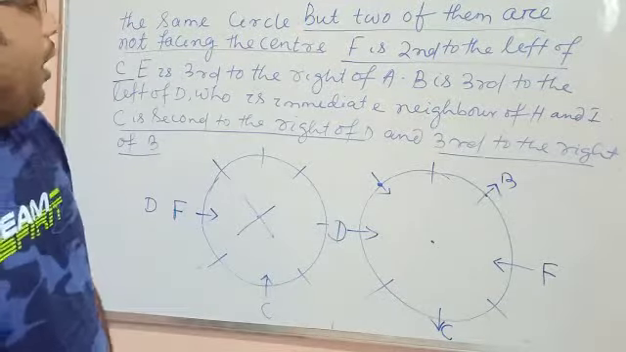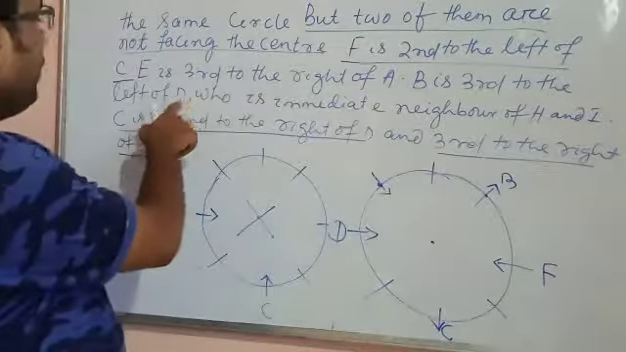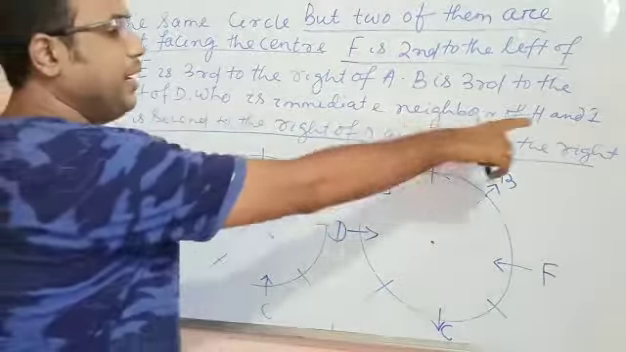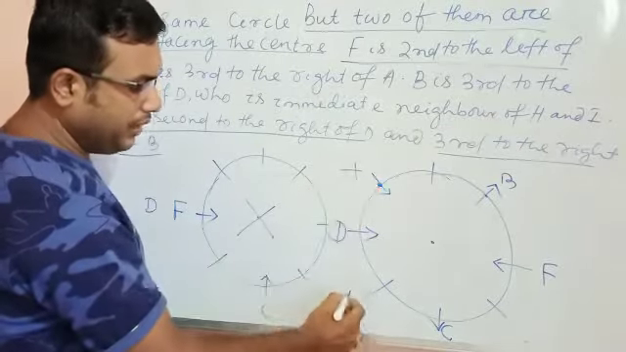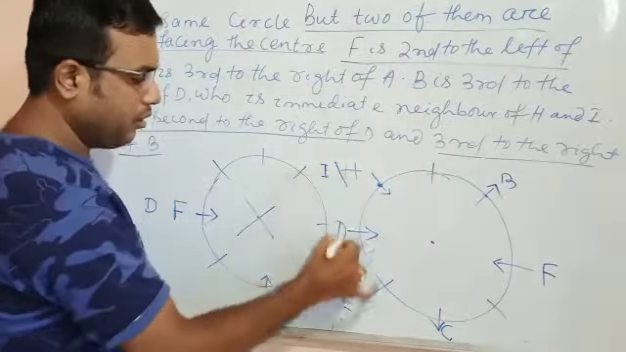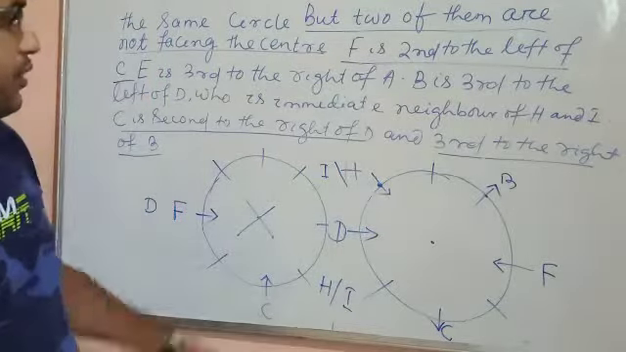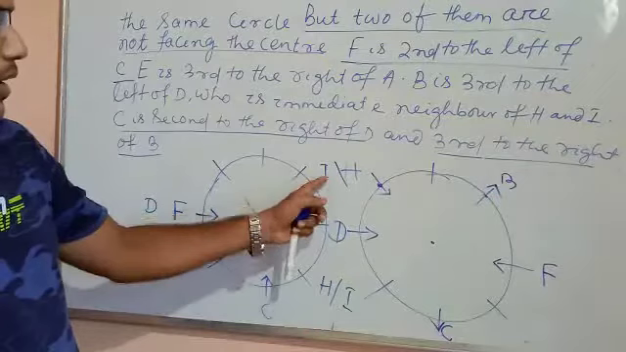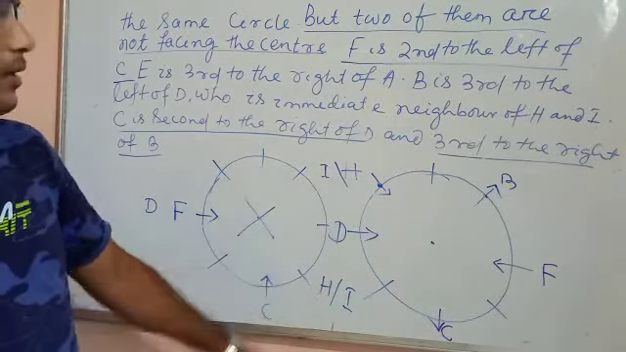And after D, who is given? The immediate neighbors of H and I. So that means you write H is here or I is here. Otherwise I is here, H is here. No confirmed information is given, right? So maybe I is here, then H is here, or H is here, I is here, right?